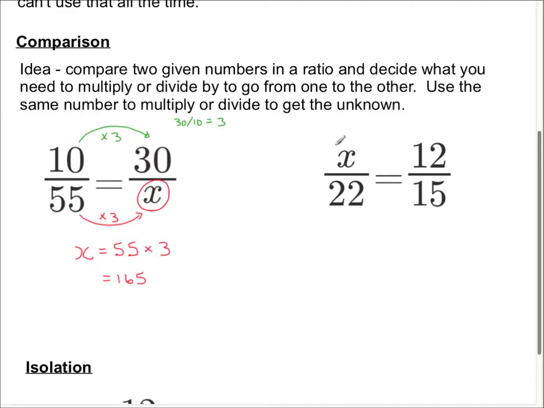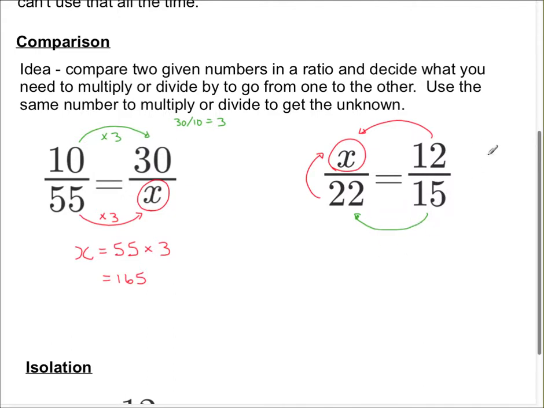So what I have to do is turn something into x. And the way that I did it before, I either have to turn 12 into x, or I have to turn 22 into x. So now I have to make that decision. How do I change 12 into x? Well, if I want to change 12 into x, I have to know how to change 15 into 22. I'm going to have to multiply by something. It's going to have to be bigger than 1 but less than 2, because 15 times 2 is 30. So it's going to be a decimal number.